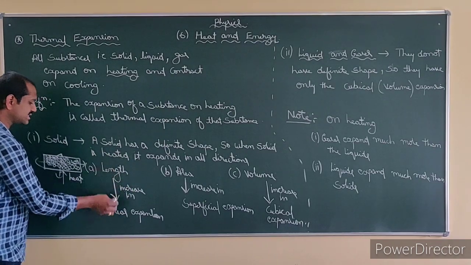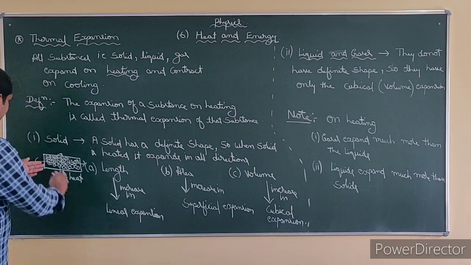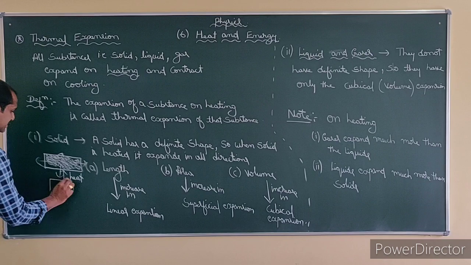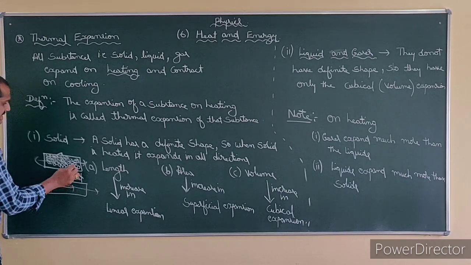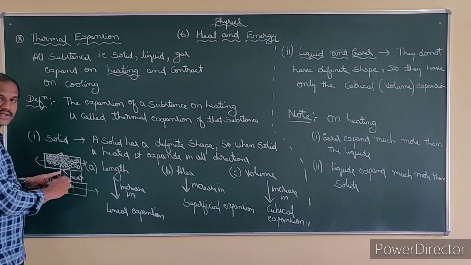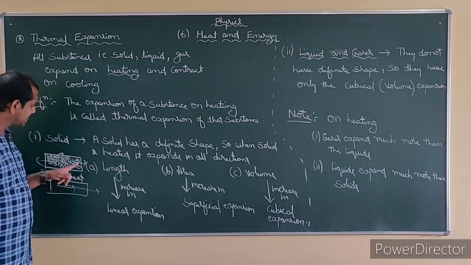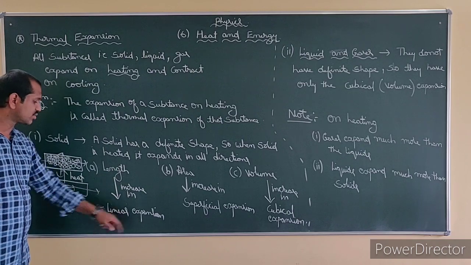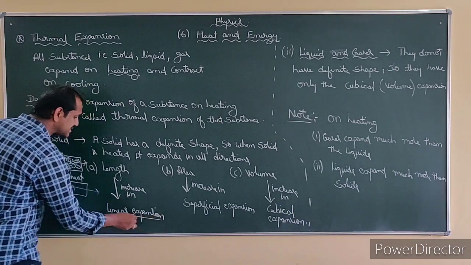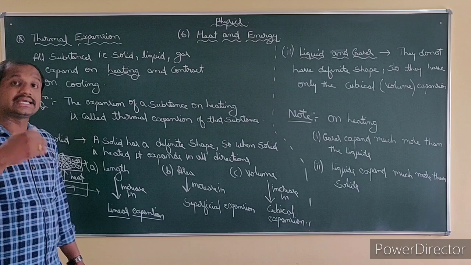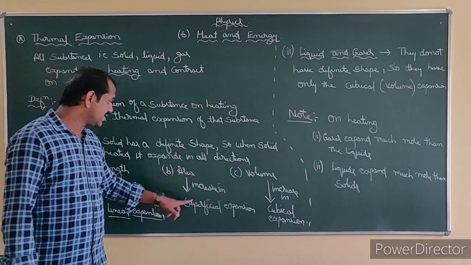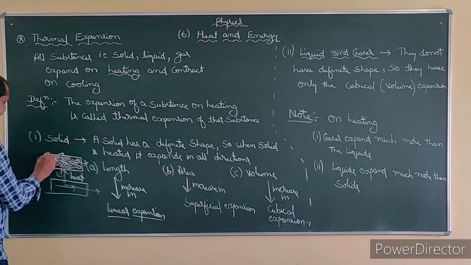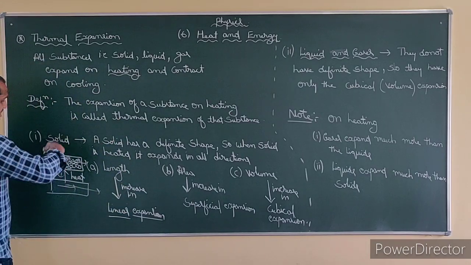Okay, first let us see length. Increase in length is called linear expansion. Linear means straight. After heating, if the length of the solid increases, we call it linear expansion. Area: increase in area is called superficial expansion. Area means this is the area, from here to here. Even this will increase.